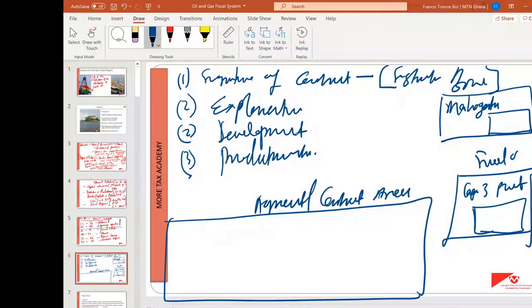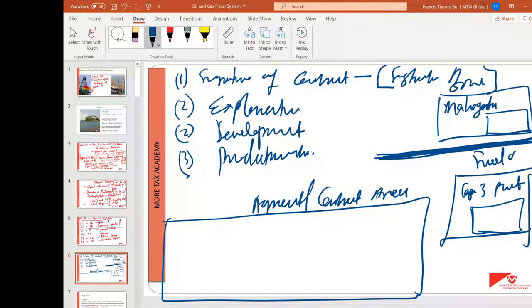It's purely for tax purposes. And there's a reason why we do that. Okay, there's a reason why. And if you treat it that way, this well will pay tax. This well will also pay tax. Though they are all owned by, let's say, Tullow.